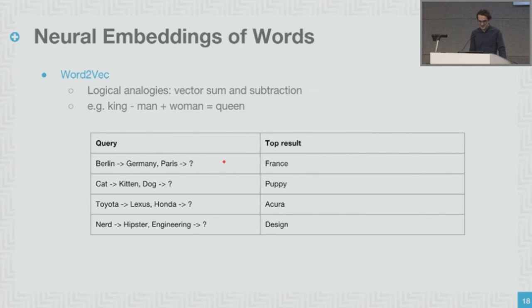For example, Berlin is to Germany as Paris is to France. It was able to capture country and capital relationships. A cat is to a kitten, a dog is to a puppy. It was also able to learn the juvenile counterparts of these pets. It was able to capture even more complex analogies, such as Toyota is to Lexus like Honda is to Acura. It was able to capture upscale versions of these car brands. And sometimes it finds even more interesting patterns, such as a nerd is to a hipster like engineering is to design.